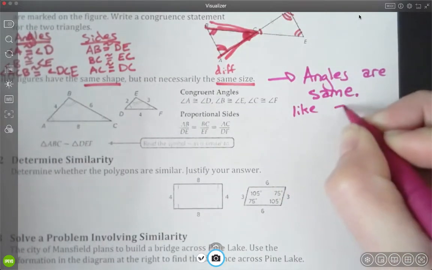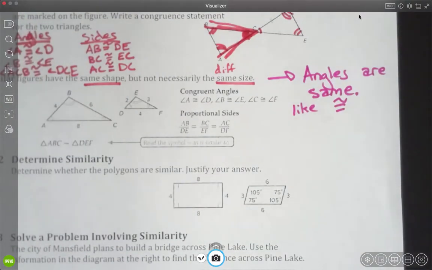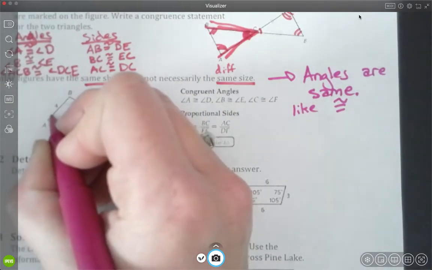Like congruent. Okay? So in congruent, your angles were the same measure. Like we had a 70 and a 70, and a 60 and a 60, and a 50 and a 50. Your angles will still be the same measure. Yeah? Only your sides will be different. Okay? So A will still be the same as D. You can see that one little tick mark.